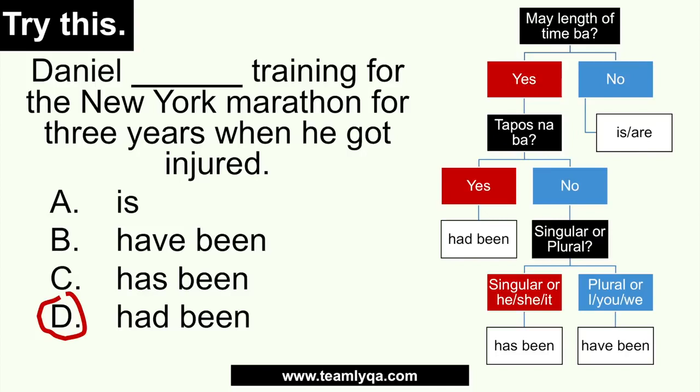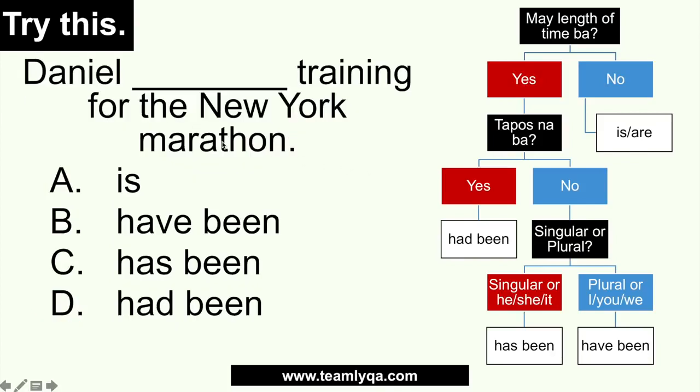Now, paano naman lalabas yung is? Let me show you yung different sentence. No? Ito, sa Daniel blank training for the New York Marathon. So again, the first question, may length of time ba sa sentence? Wala. Kasi walang nakalagay na for 3 years, walang nakalagay na for a week or anything like that. Walang indicator ng length of time. Wala ring since. So walang since February o since March. Walang ganon. So ang bagsak mo is no.